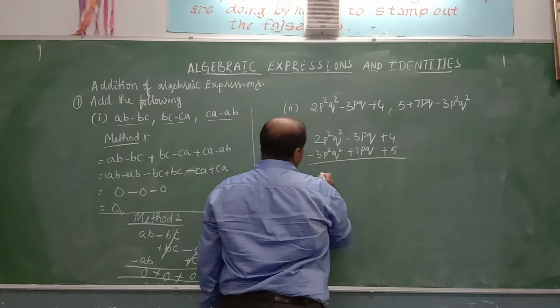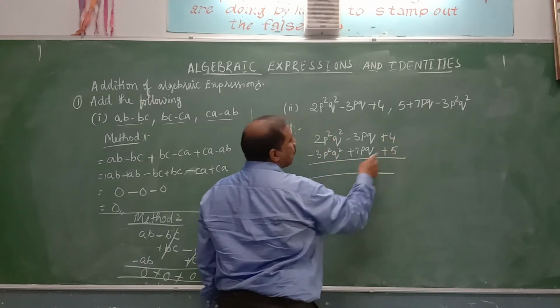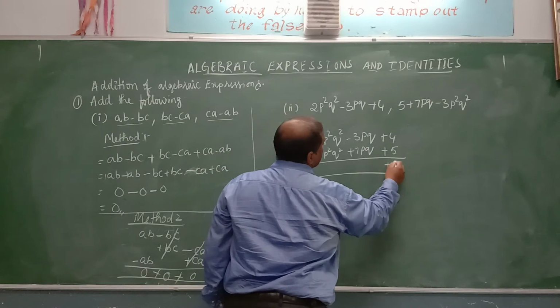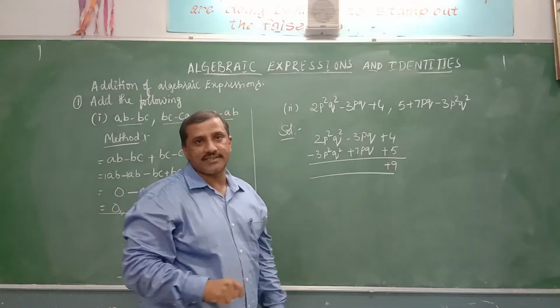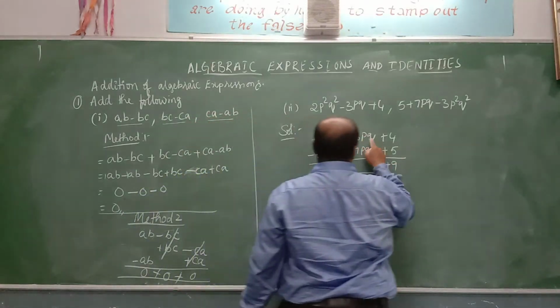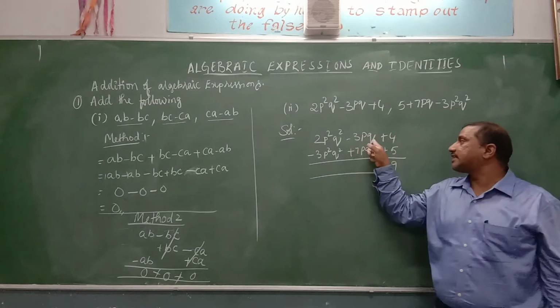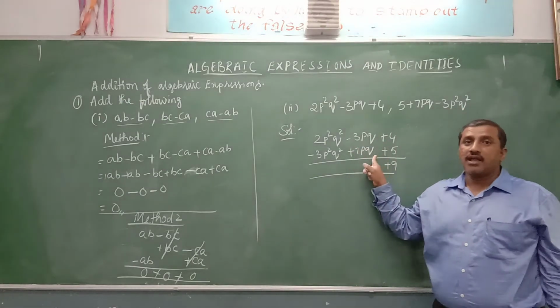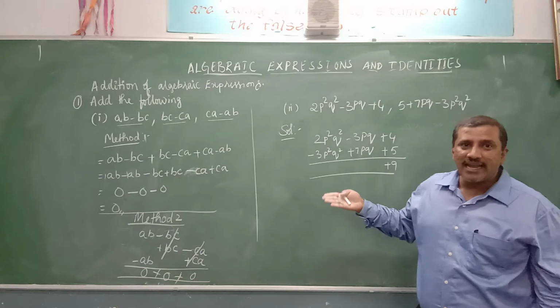Then add. Here we are adding. So plus 4 plus 5 is equals to what? Plus 9. Here we use the integer concept. So minus 3pq plus 7pq is there. Minus 3pq plus 7pq. So what we will do in adding or subtracting?